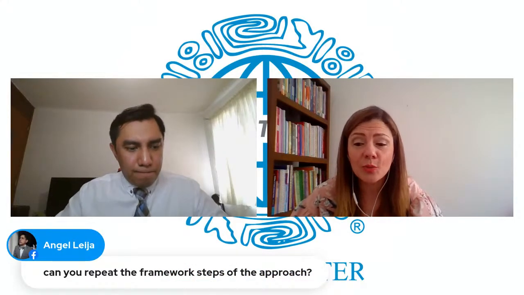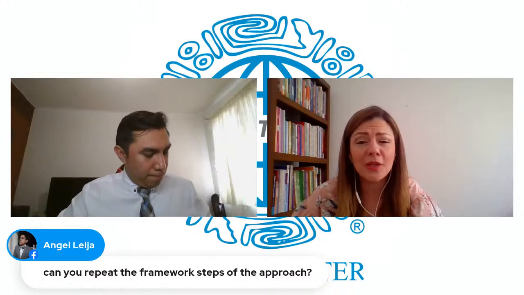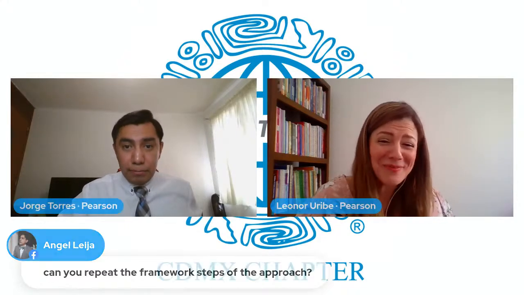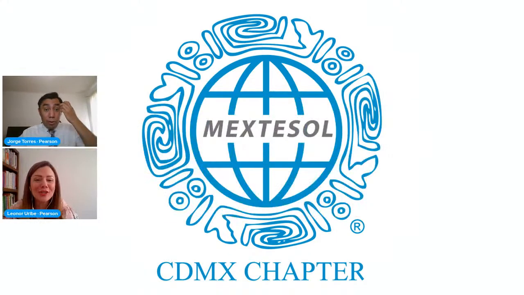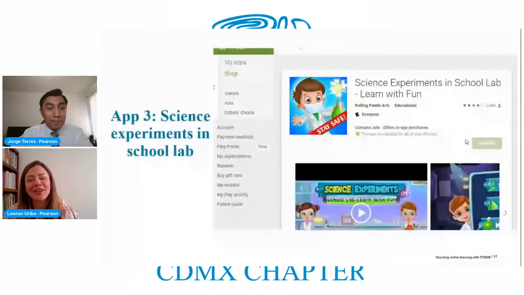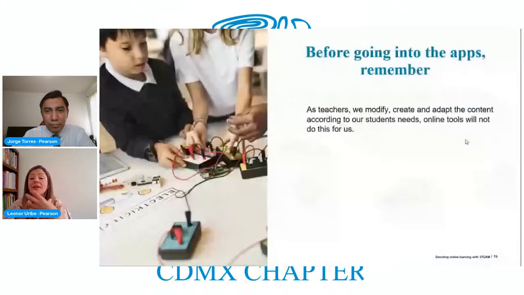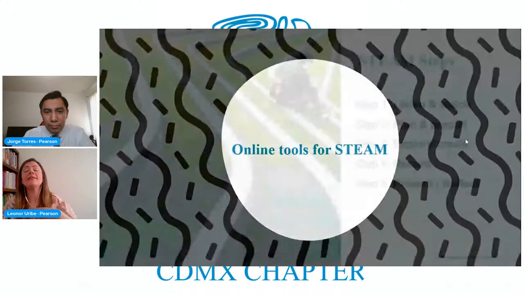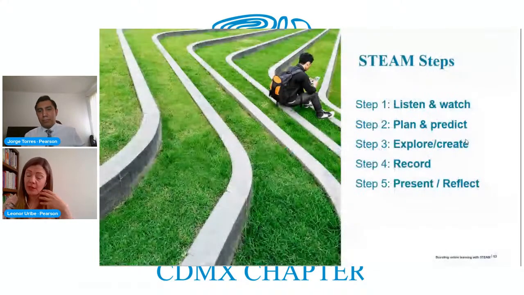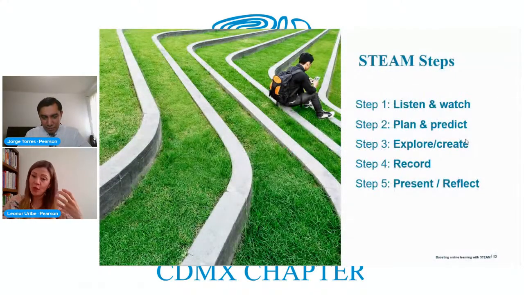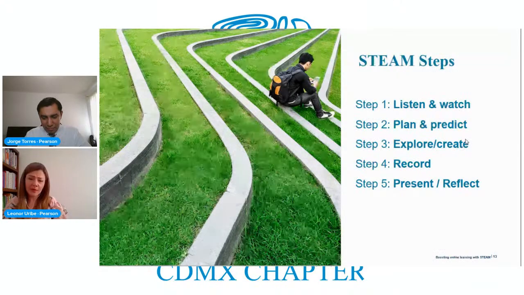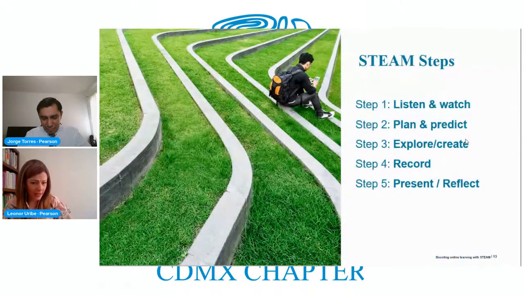Okay, so they are asking us to repeat the framework, the steps of the approach. So could you please go back to the slide again, so that you can take pictures, right? The first one is the modeling part, like teachers setting the challenge, when students need to listen and to watch. Remember, we model just a little part of the challenge. We don't model the whole process to avoid giving away mindsets.